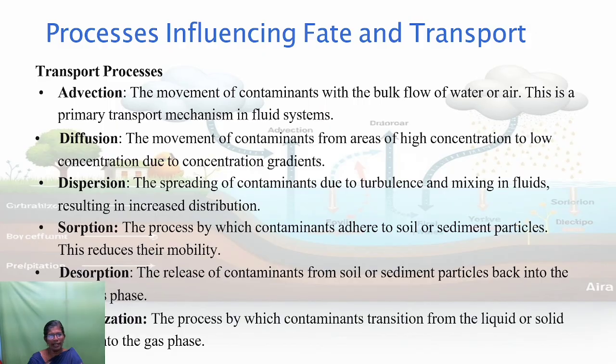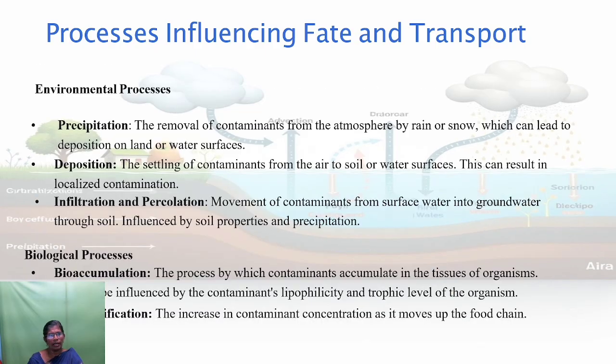Sorption is the adherence to soil or sediment particles. So if it is adsorbed, it cannot move. Desorption is the release of the contaminants from soil or sediment particles from the sorption condition into the aqueous phase. Volatilization is the transition from liquid or solid phase to the gaseous phase. Then again, environmental processes are there: precipitation, deposition, infiltration and percolation.